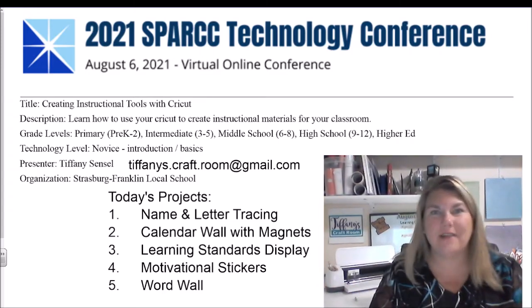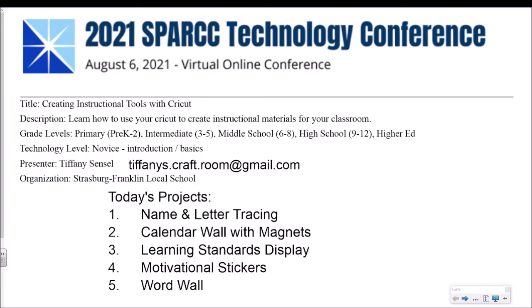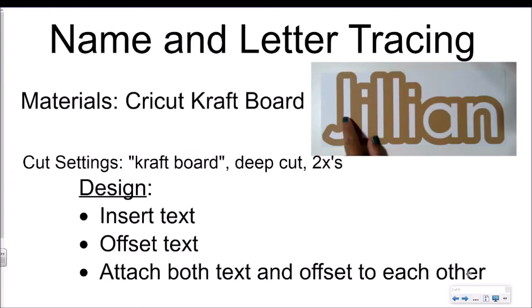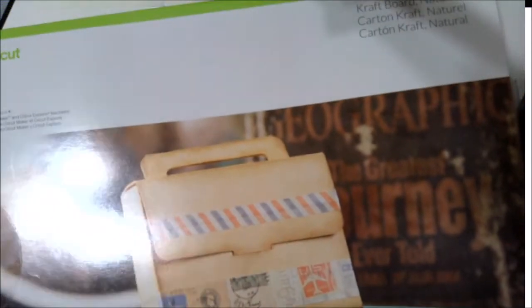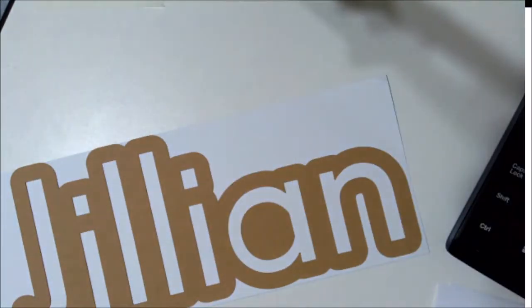So let's get started. The first thing we're going to work on is the name and letter tracing. The materials you will need is the Cricut craft board, so that is what this looks like. And on the inside of the packaging, let me open this up.